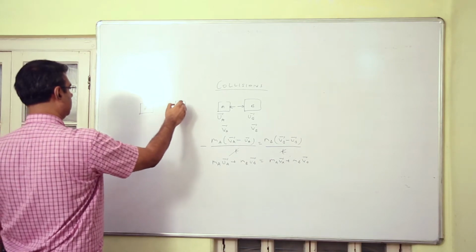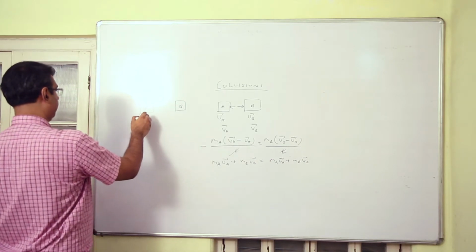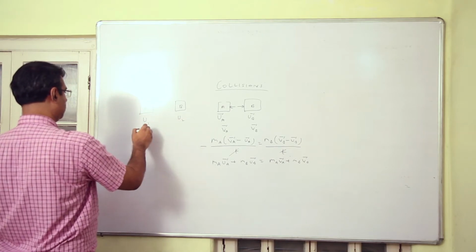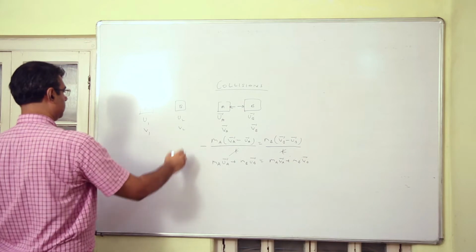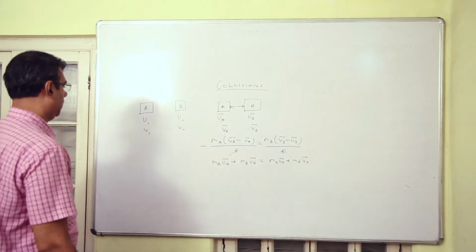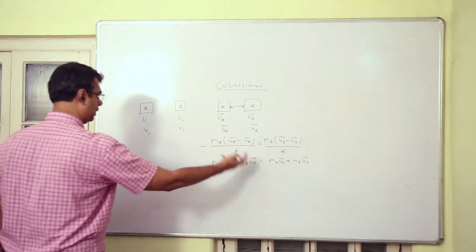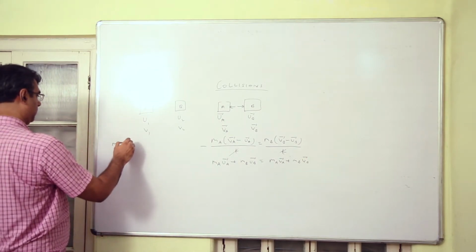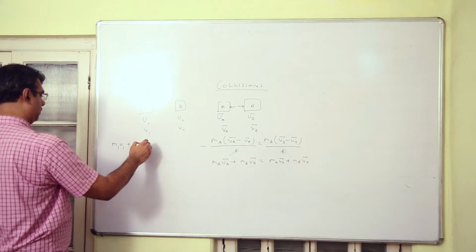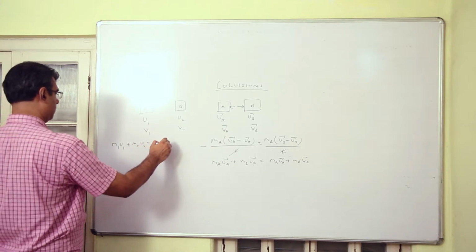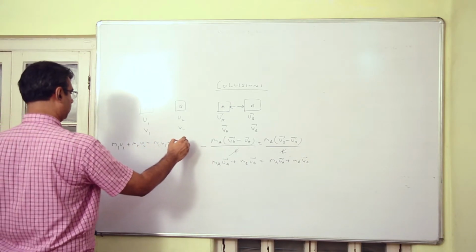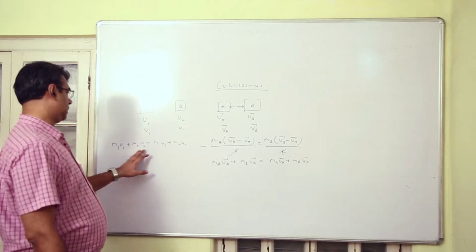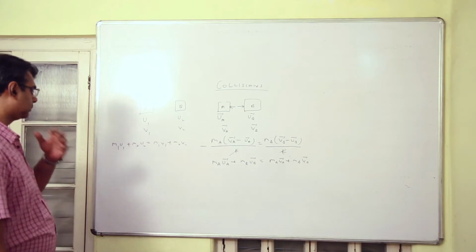We will say that if these are the two bodies, their initial velocities are u1 and u2, and final velocities are v1 and v2. Whatever we learned in the law of conservation of momentum, if we apply that over here, then initial momentum is m1 u1 plus m2 u2, and final momentum is m1 v1 plus m2 v2. So this is the initial momentum, this is the final momentum.